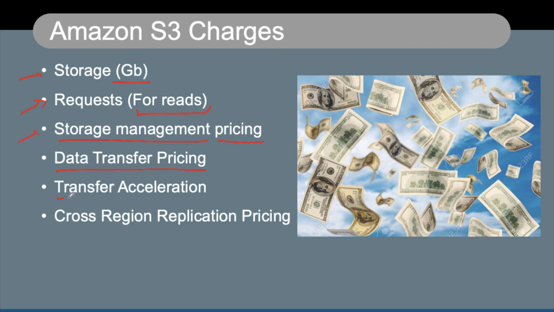There is something called transfer acceleration. In transfer acceleration, you can write your data to edge locations, which are typically content delivery networks, called CloudFront. You can copy your data to the edge locations, and from the edge locations, this data can be written into S3. So this is called transfer acceleration, and you need to pay for that as well. And also you pay for cross-region replication pricing. So whenever you replicate your buckets from one region to another region, you pay for that as well.